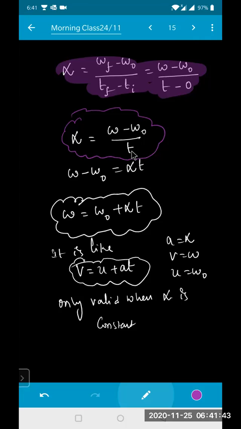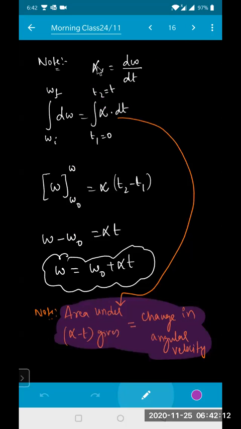If I take this t here, omega minus omega naught is equal to alpha into t. Taking omega naught to this side, omega is equal to omega naught plus alpha into t. This is exactly similar to v is equal to u plus at. So a is here in circular motion represented by alpha, v is represented by omega, and u is represented by omega naught. It is valid only when acceleration is constant, that means angular acceleration is remaining constant.